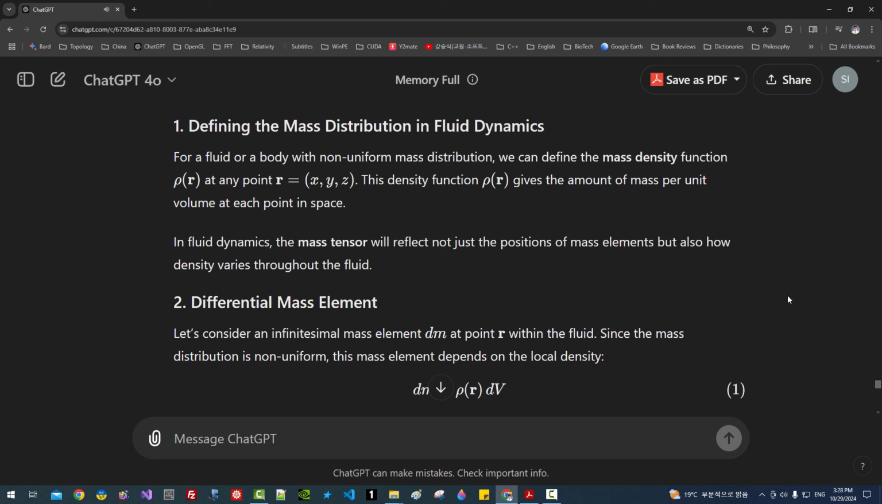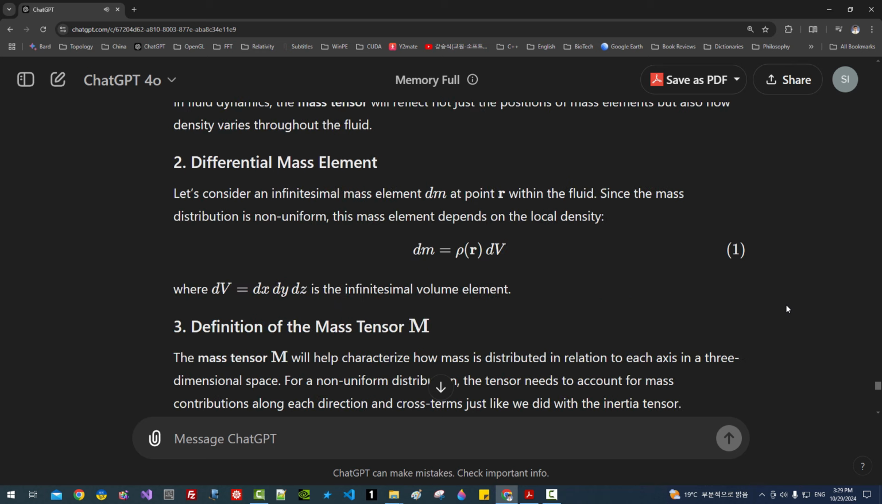For a fluid or a body with non-uniform mass distribution, we can define the mass density function ρ(r) at any point r = (x, y, z). This density function, ρ, gives the amount of mass per unit volume at each point in space. In fluid dynamics, the mass tensor will reflect not just the positions of mass elements, but also how density varies throughout the fluid.